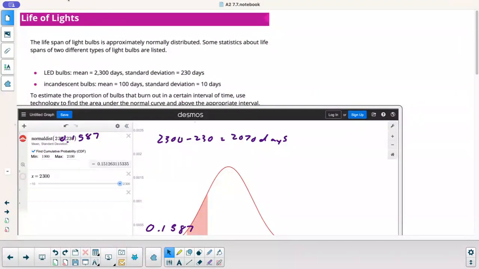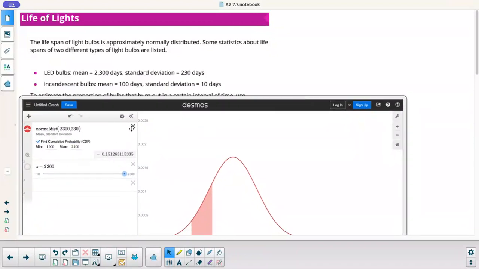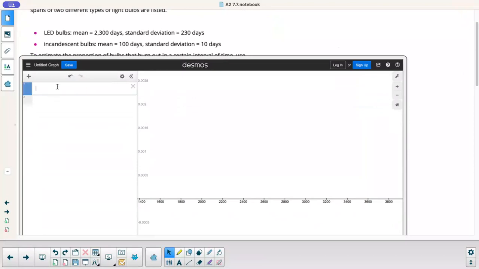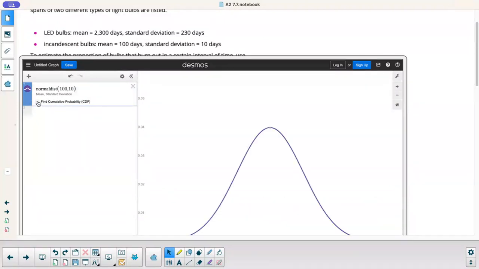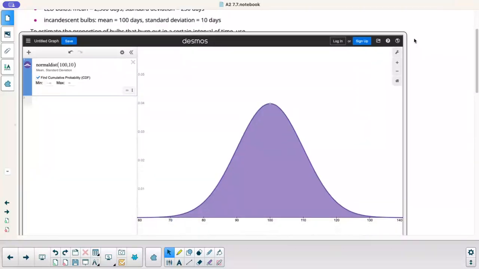So here, let me clear all the ink here so we can just answer the questions that we have here. So, all right, let's get rid of this graph and let's type in our new one. So normal dist, and it's 100 days, comma, 10 days for my standard deviation. I'm going to zoom fit, and I'm going to find my cumulative probabilities. Okay.